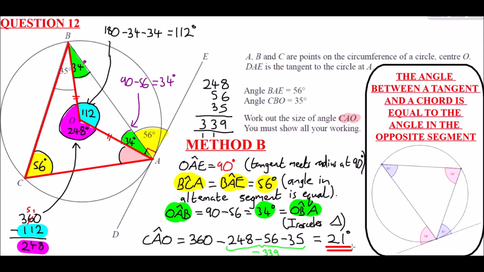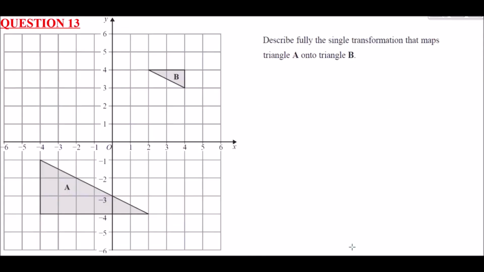Let's now have a look at the next question, question 13. Question 13 describes fully the transformation that maps triangle A onto triangle B. Well, this isn't a bad question really. Transformation means it can only be one of four different things. So what types of transformations do we have? We have rotations, we have reflections, we have translations, and we have enlargements.